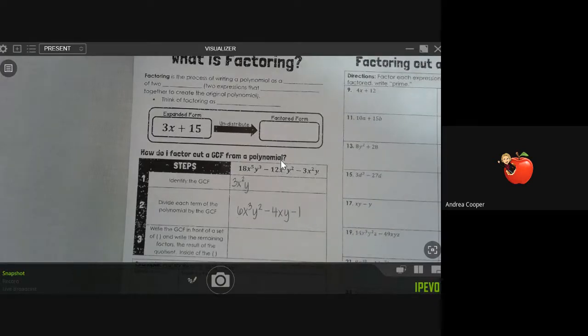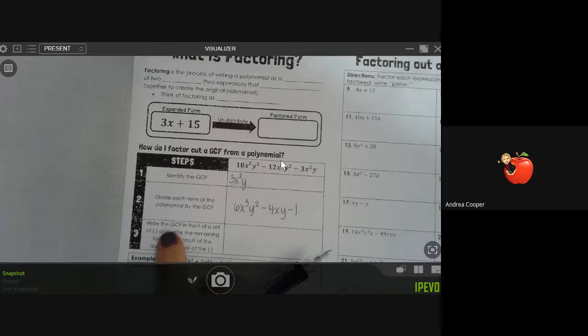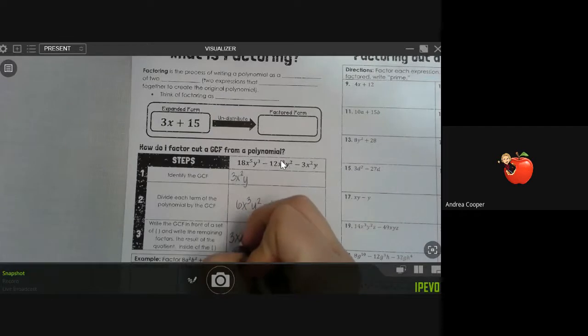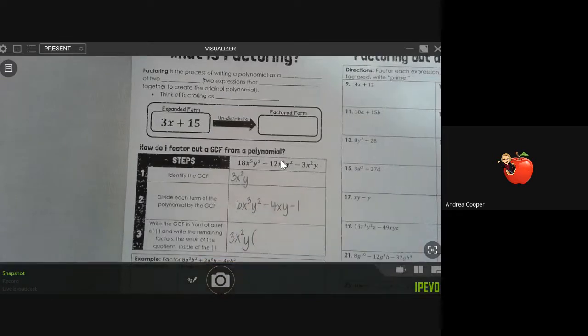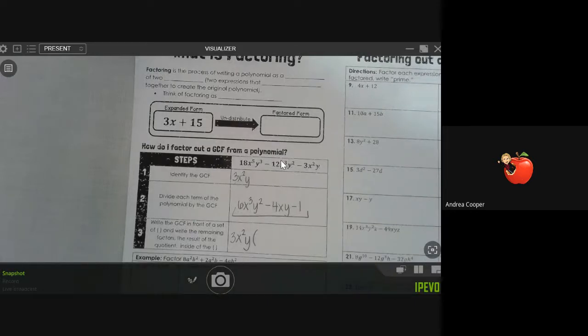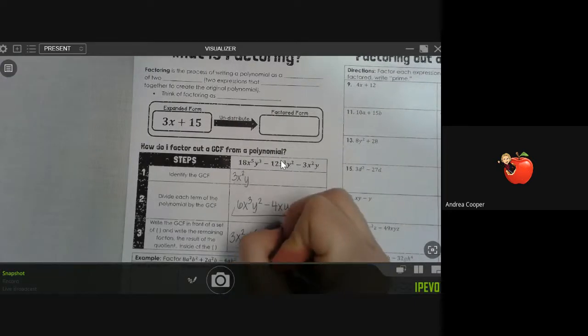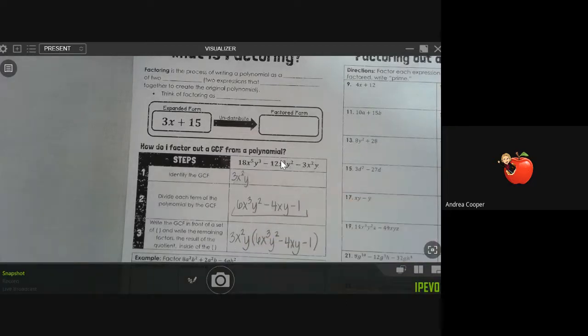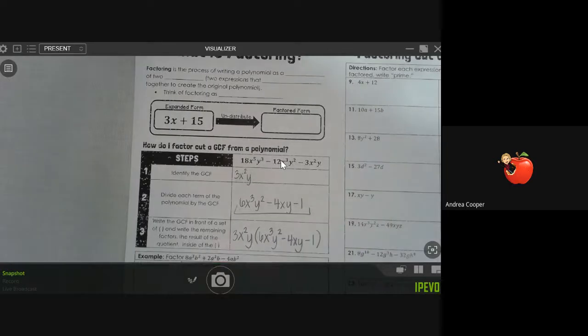Now, to actually do the factoring part, you're going to write the GCF in front of a set of parentheses. So my GCF is 3x squared y, then parentheses. And you're going to write whatever you got left over in your parentheses. Like that. That is your first factoring problem.